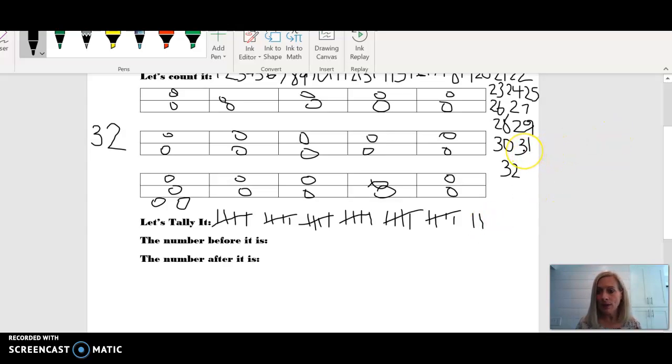All right, now what is the number before 32? It's this one right here. That's right, 31. So that is 3 groups of 10 and 1.